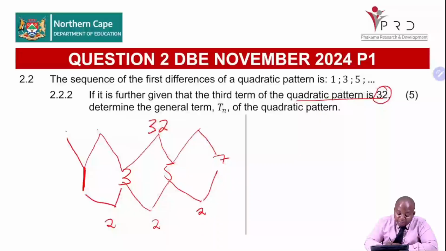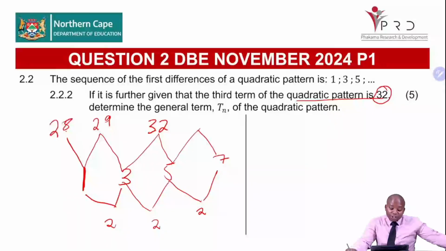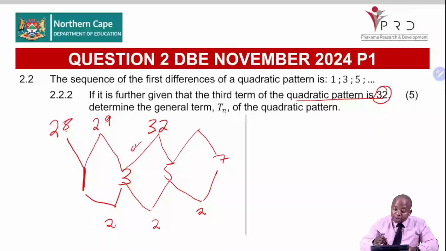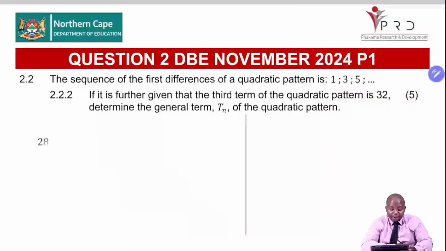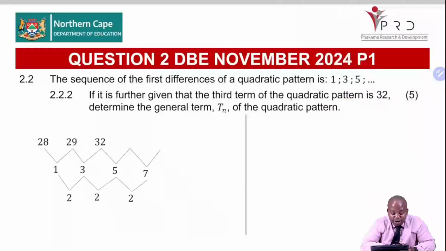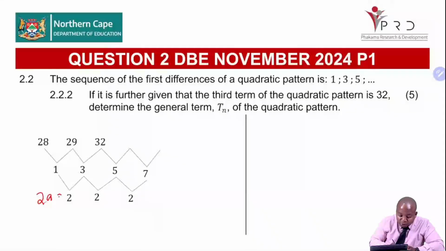We're going to say 32 minus 3, we get 29. Then 29 minus 1, we get 28. So that is how the pattern is going to proceed. We're just going to reverse and go back to the first 3 terms. We are going to have 28, 29, 32, and we are having our differences as 1, 3, 5, and 7.